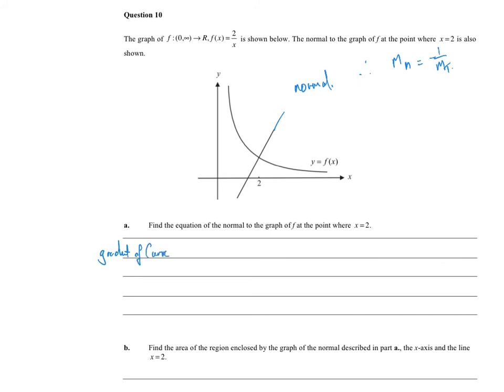So f of x is equal to 2x to the minus 1, which means f dashed of x is equal to multiply by the power, take 1 from the power, and at the point we're interested in, at x equal to 2, f dashed of x is equal to -2 on 4, which is -1/2.